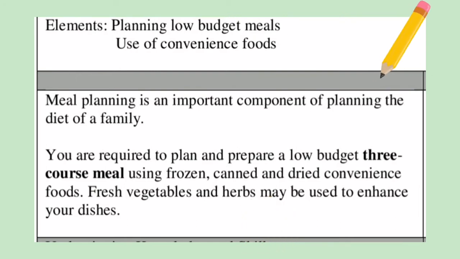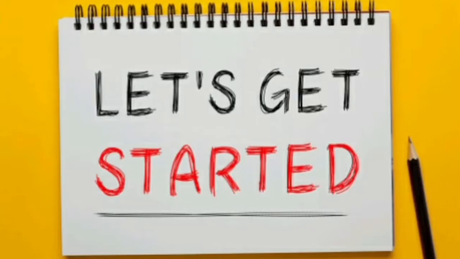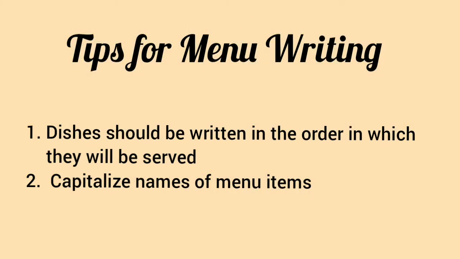So just a reminder of the SBA question. It says that you are required to plan and prepare a low-budget 3-course meal using frozen, canned, and dried convenience foods. Fresh vegetables and herbs may be used to enhance your dishes. And of course, the focus of the SBA is centered around convenience foods and low-budget meals. So let's get straight into the discussion points.